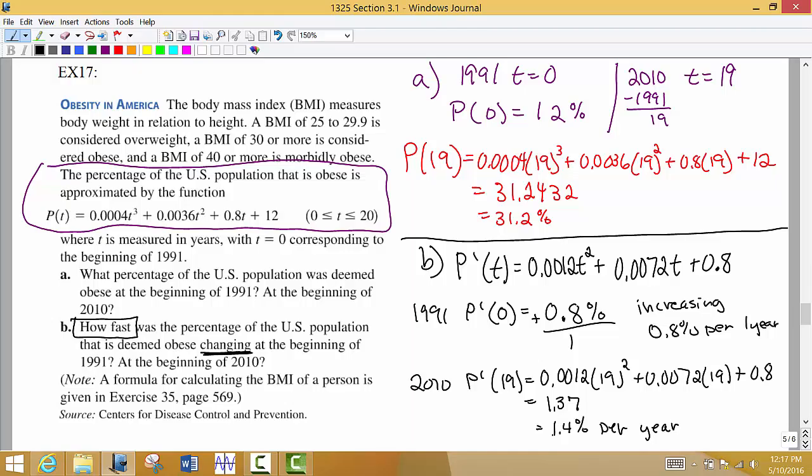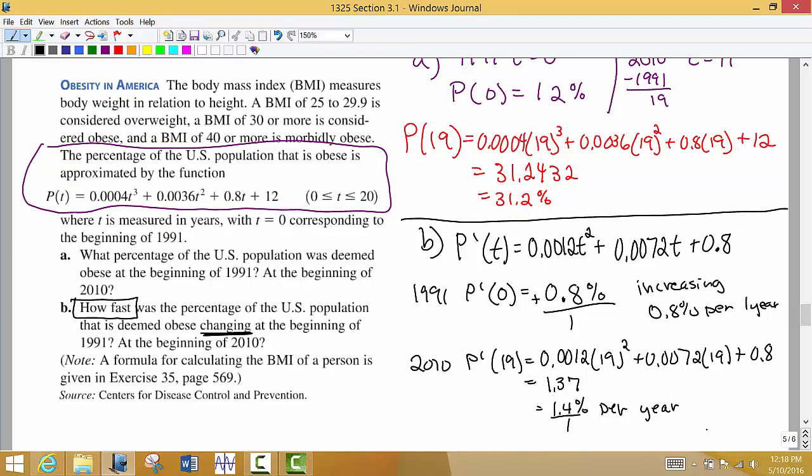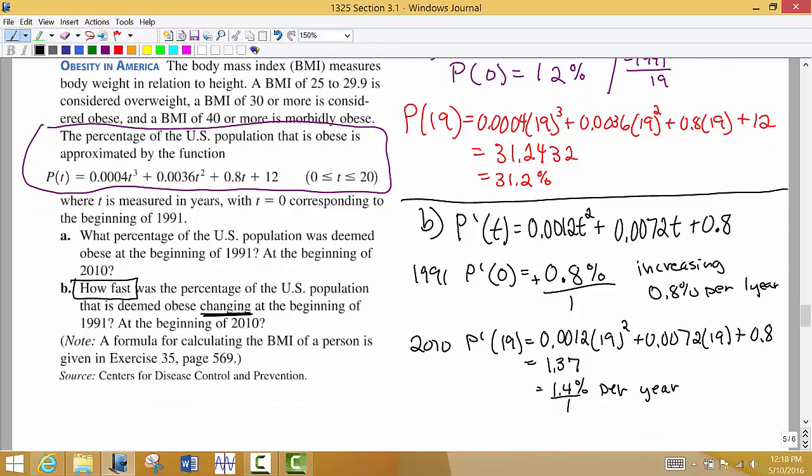Okay, think about that as a slope. I think about that as over 1, so it tells me per year. All right, so the percentage is increasing by a greater amount per year as the years go by. So we're adding 1.4% of the population per year in 2010, whereas in 1991 we were only increasing by 0.08% per year.